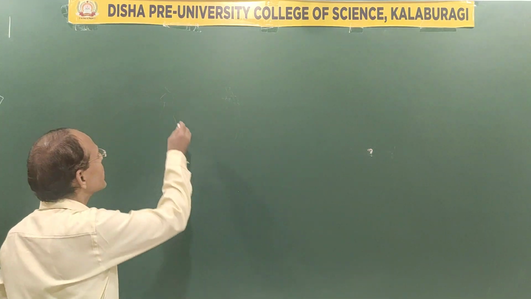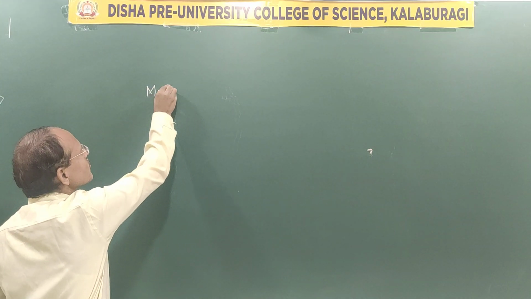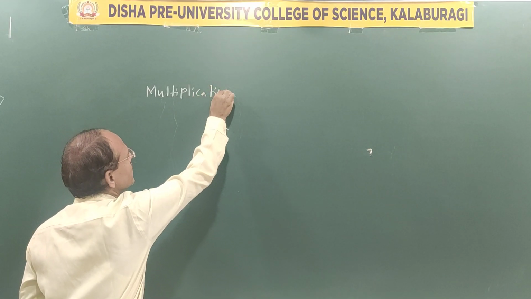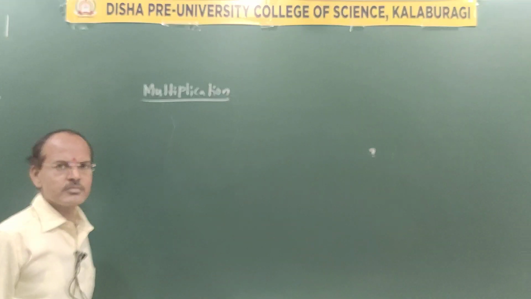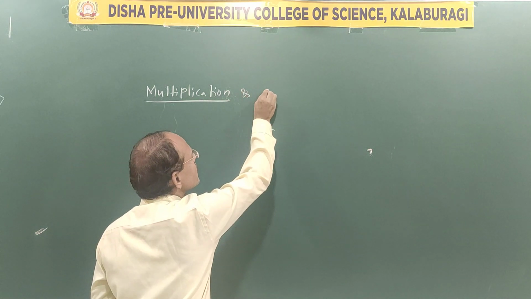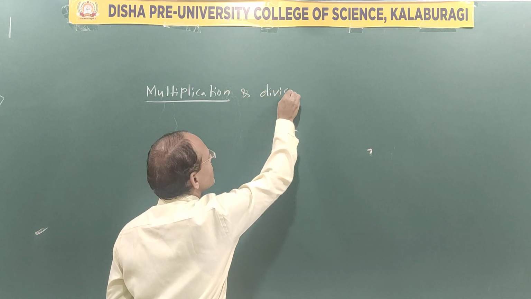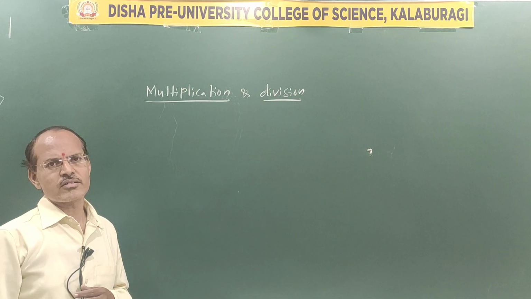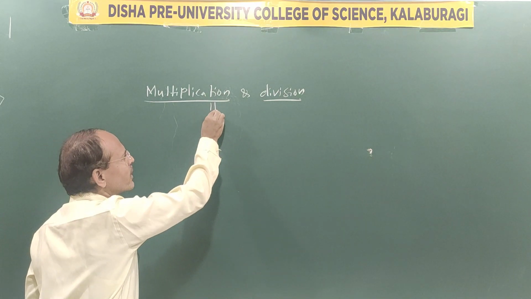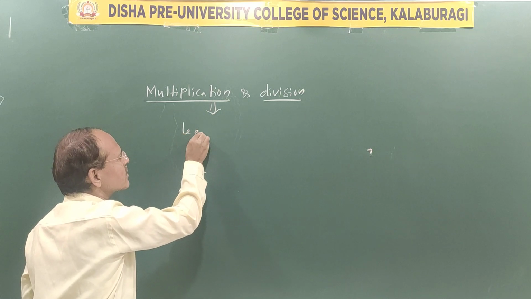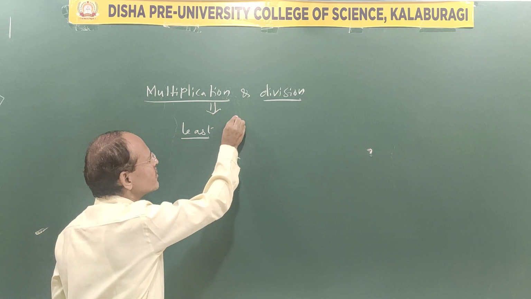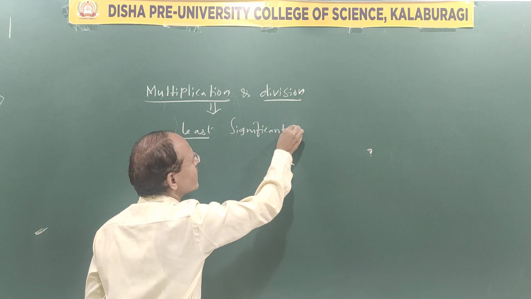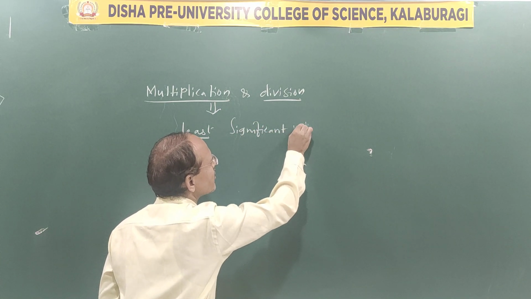About multiplication and also division. In both these cases, try to find out the one which has the least significant values, or you can say numbers.